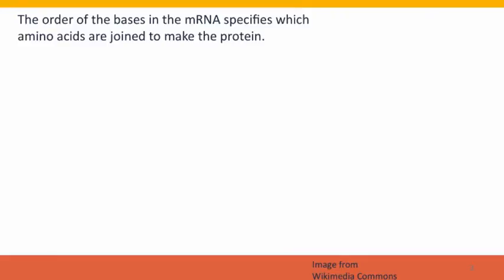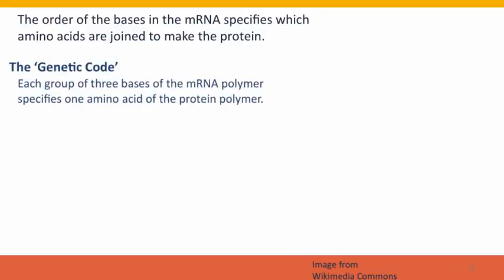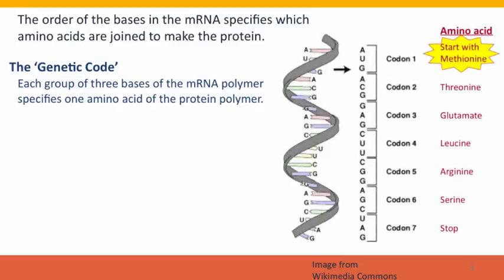Now, we've said several times that the order of the bases in the messenger RNA specifies which amino acids are going to be joined to make the protein. The genetic code is the specification, the connection between bases and amino acids. And it's read in groups of 3 bases.